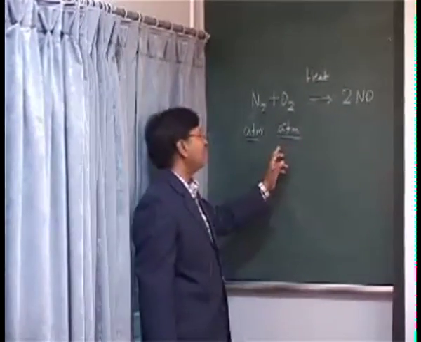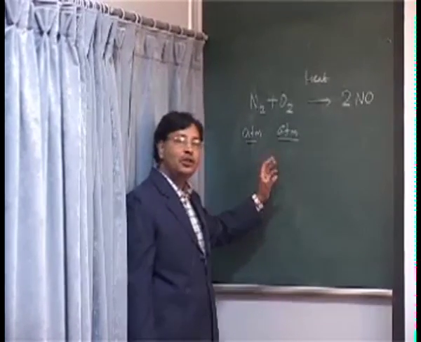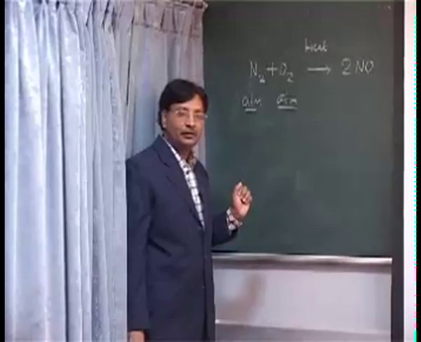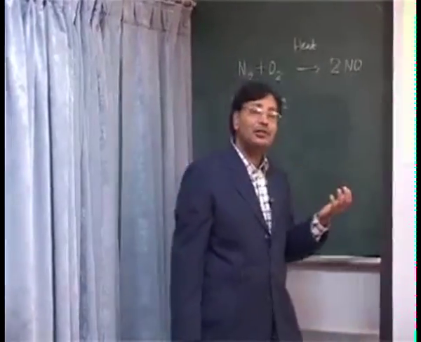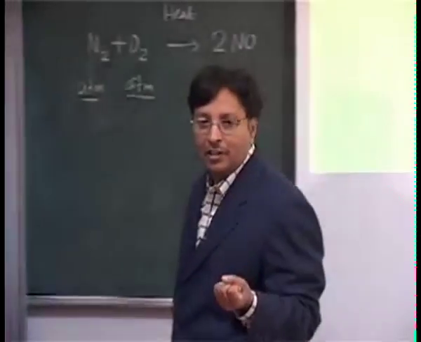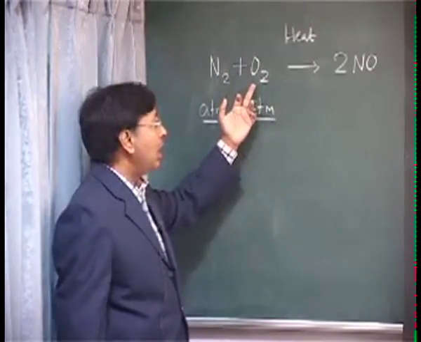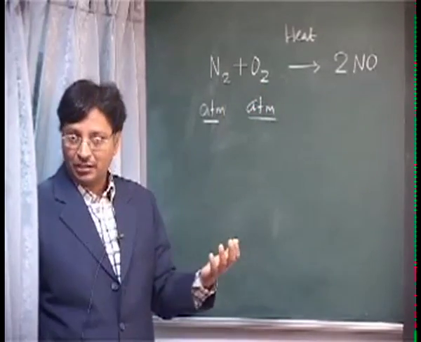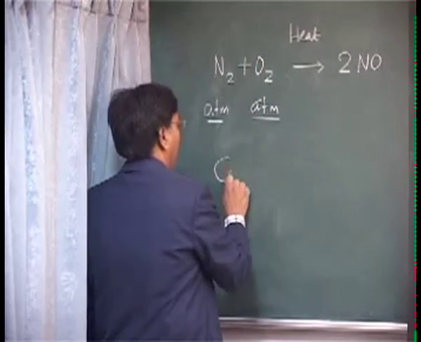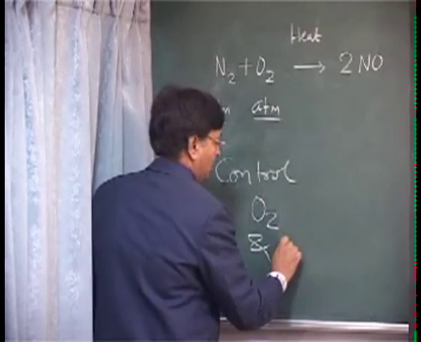If this reaction is happening, what is rate limiting in the combustion process? Which species can limit the rate of formation? Is it nitrogen or oxygen? Oxygen, because nitrogen is in plenty. 78% is nitrogen, so who cares if nitrogen is decreasing or increasing? So the rate limiting species is oxygen. And what is the other rate limiting thing? It is the heat. So whenever you are talking about control, talk about O2 and temperature.